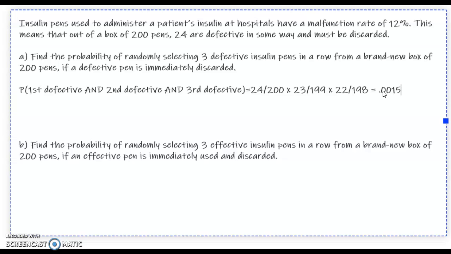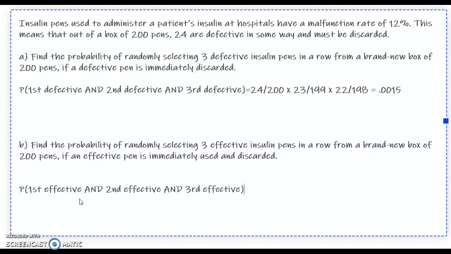Now, part B is going to be very, very similar. The only thing is, instead of looking at defective pens, now we are going to be looking at effective pens, the good ones, the ones that are not an issue. So, I want to find the probability of the first pen being effective and the second pen being effective and the third pen being effective.